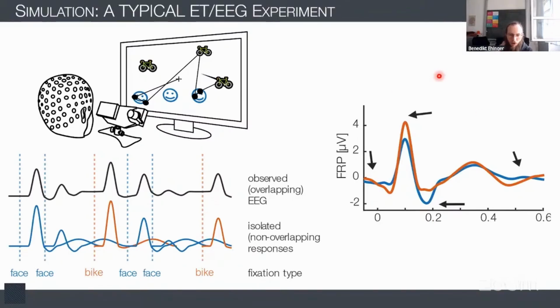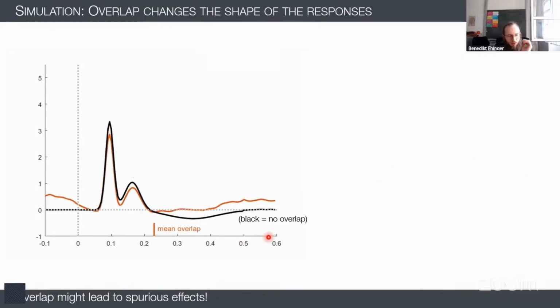To drive this point home of why this can be a problem, let's have a look at this animation. If you have no overlap, then obviously what you're measuring has the same shape as this curve that I simulated without overlap in the first place. If you now add overlap, then this overall ERP shape will differ, because before and afterwards you will have other of these shapes adding activity to it. And depending on the shape of your overlap distribution, this might look different.